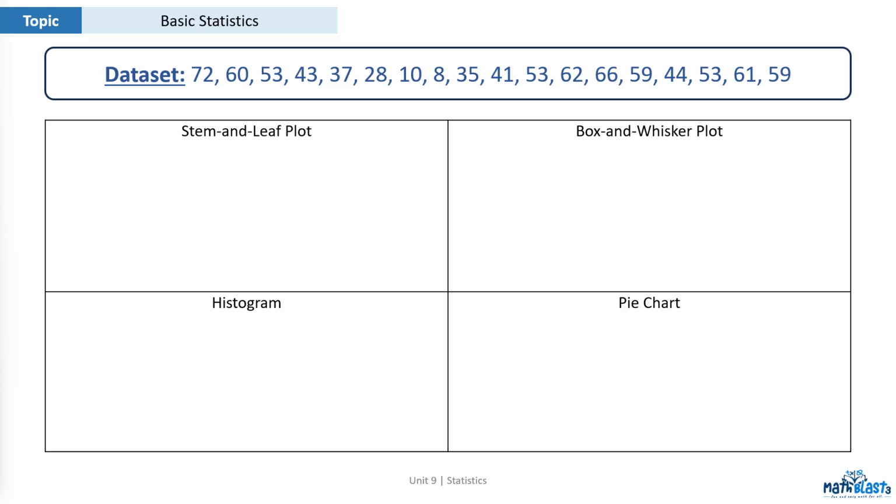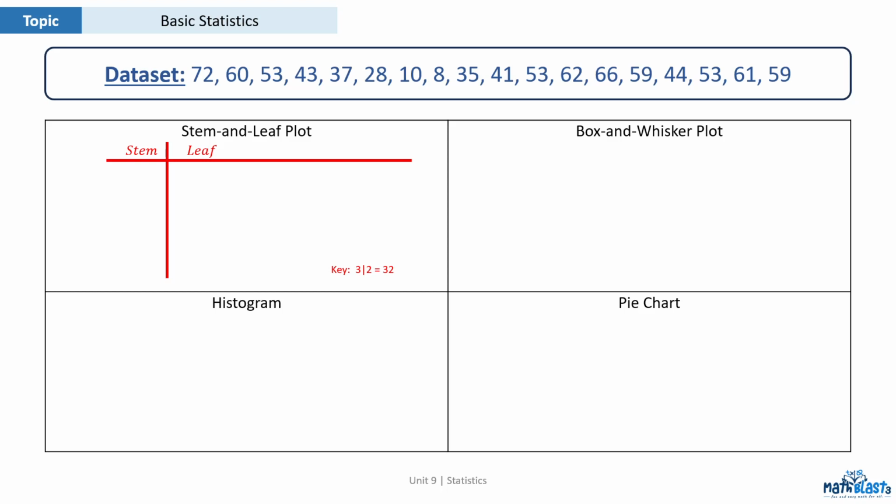Let's review several ways to present data graphically. A stem and leaf plot is a graphical way to represent quantitative data. To construct a stem and leaf plot, identify the minimum and the maximum values.